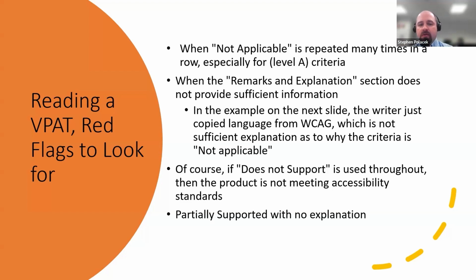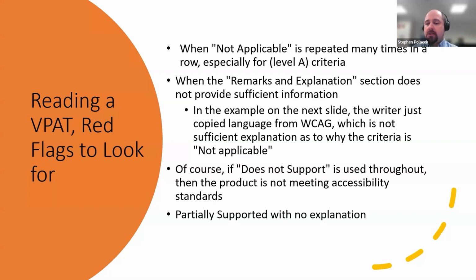An example on the next slide, the writer just copied language from WCAG, which is not sufficient explanation as to why the criteria is not applicable. If they're just quoting the guidelines, that doesn't actually tell us what the problem is, so we don't know its impact on our users. So we need to make sure that that section is giving us enough information to make a decision off of. And of course, if does not support is used throughout, then the project is not meeting accessibility standards. If they say we don't support several of the guidelines, especially the level A guidelines, which are the most critical, well, then we have a judgment call there.